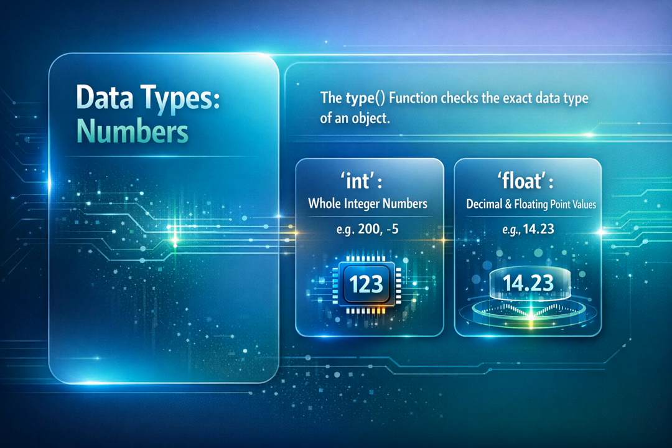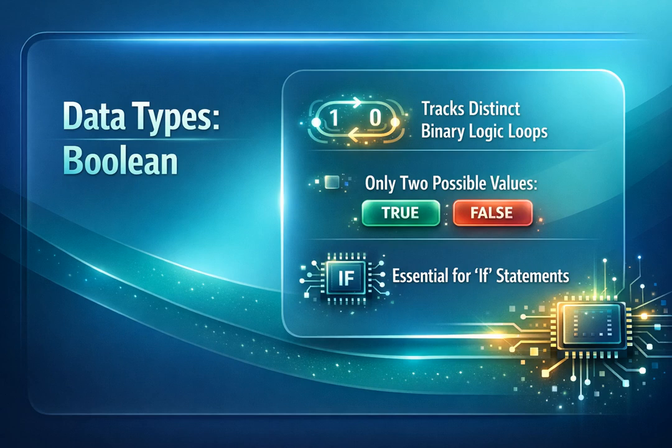Python supports several numeric data types. The int type stores whole numbers like 5 or -12. The float type stores decimal numbers like 14.23. The complex type stores numbers with a real and imaginary part, such as 3 + 4j. The Boolean data type has only two values, True and False. It is a subtype of integer, where True equals 1 and False equals 0. Booleans are fundamental for writing conditions in if statements and controlling the flow of a program.